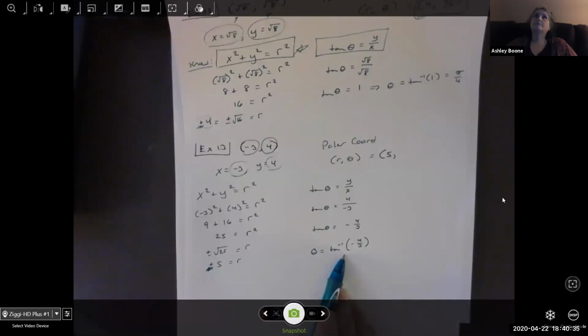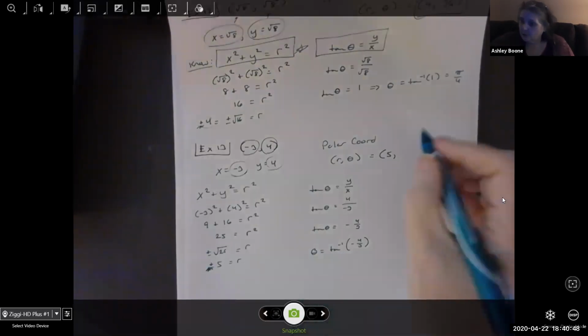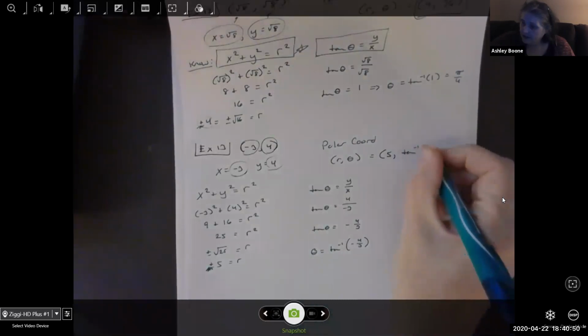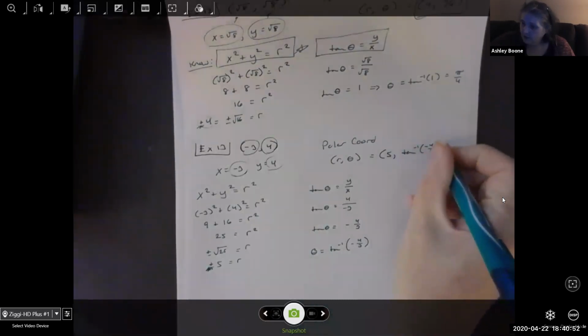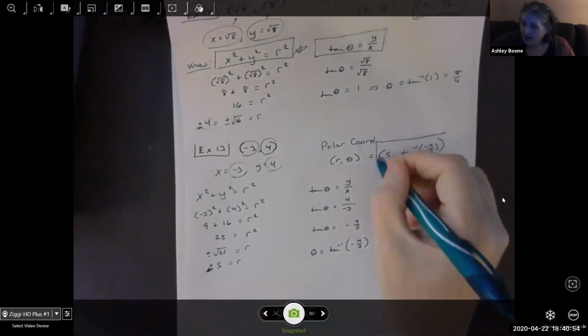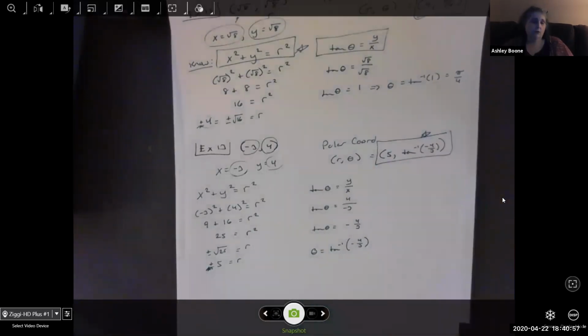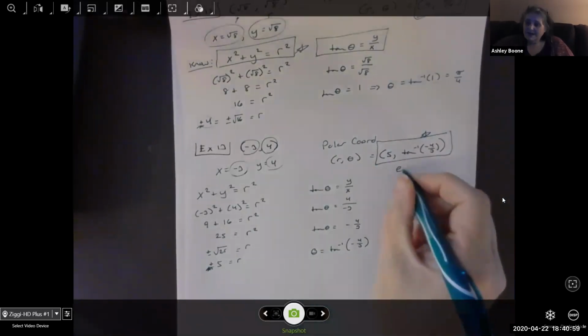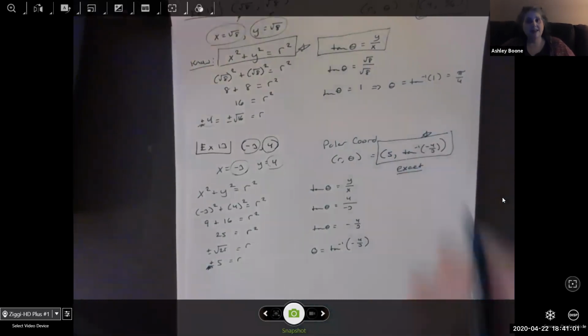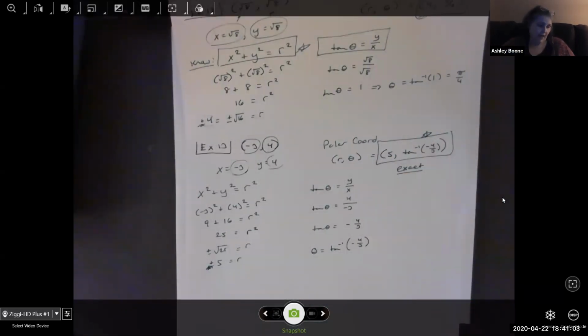Nope. 2 root 3 over 3, sorry, if it was a pi over 6 angle. But we didn't have any 4/3. Therefore, we don't have an exact value here. So if we want an exact value, we're going to have to write it as inverse tangent of -4/3, okay? And that is the polar coordinate form. This would be an exact answer. So if you wanted an exact answer, that's what we're going to have for this one, okay?